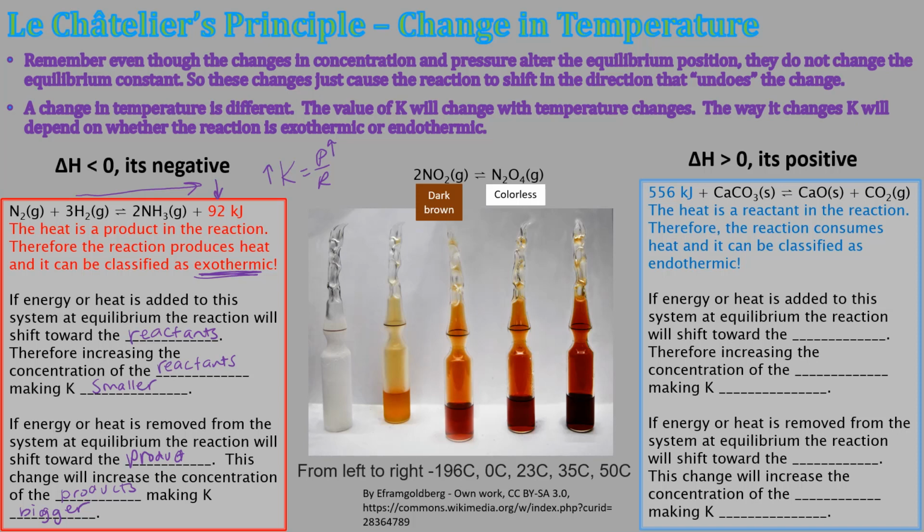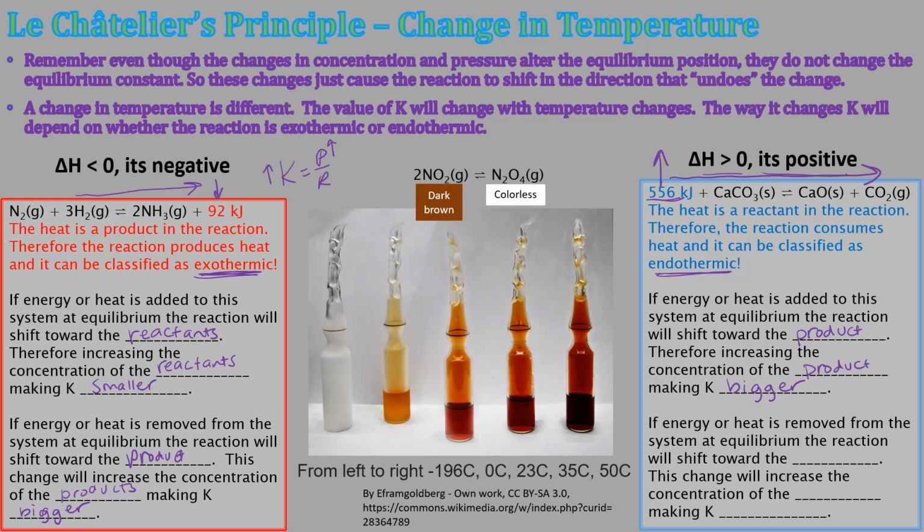And then the opposite is true for endothermic reactions. So if delta H is positive, greater than 0, that means it's endothermic, and heat can be written on the reactant side. And so if energy or heat is added to this system at equilibrium, it's going to shift away from that increase. So it's going to shift toward the product, therefore increasing the concentration of the product, making K bigger.